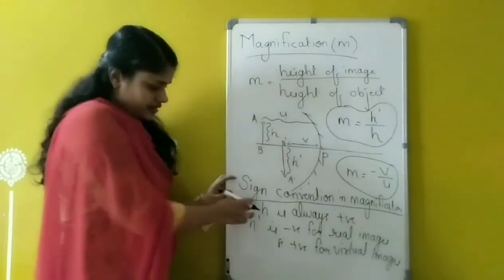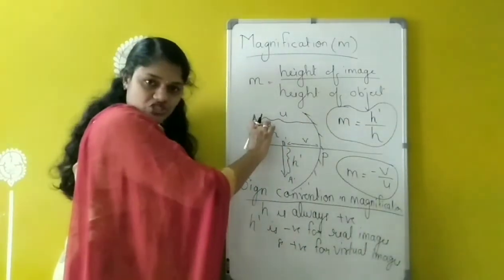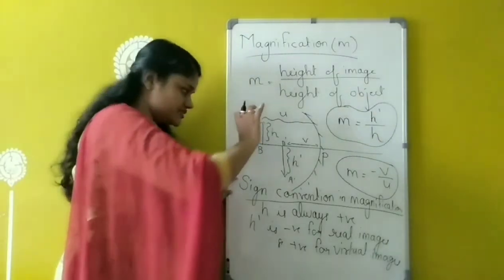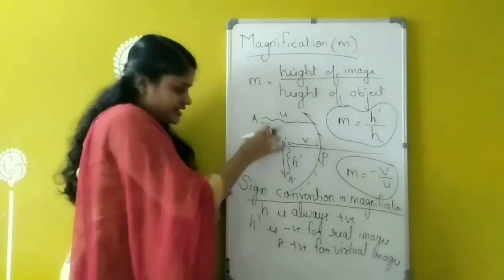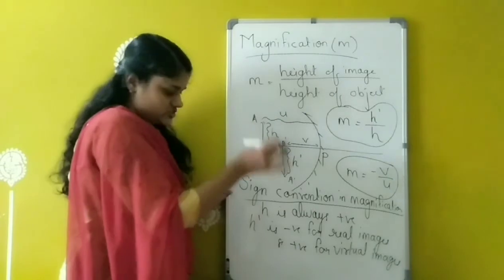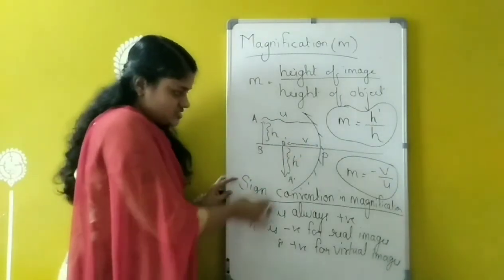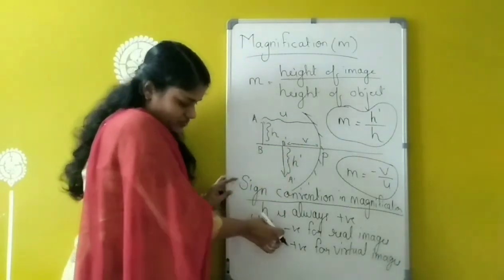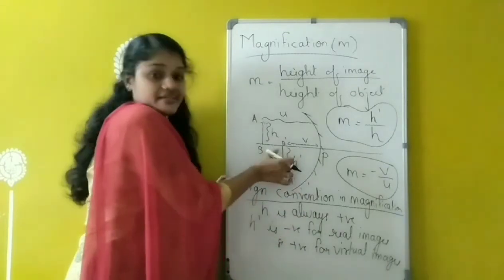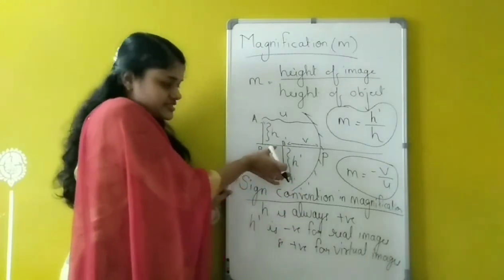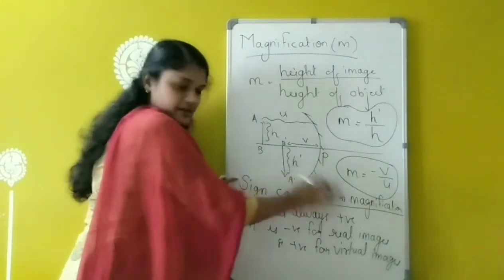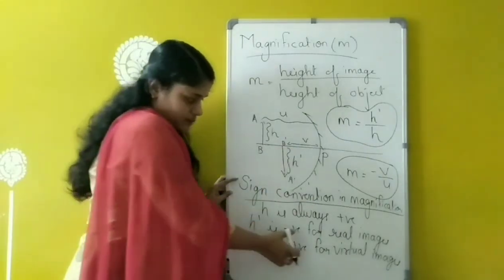So once again, the height h is always positive. The reason is we are always placing the object above the principal axis, so the height measured above is taken as positive. Then h dash means height of image. The height of image is negative for which one? Real images, because all the real images are inverted, upside down images. So it is negative for real images and positive for which one?